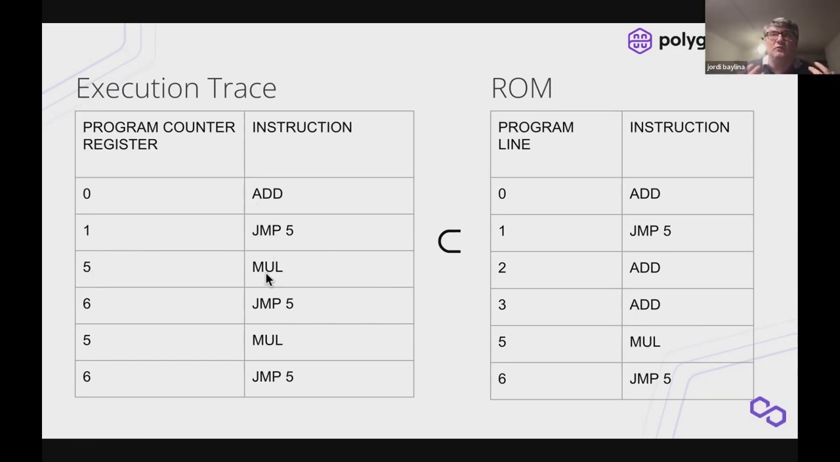So how do I check? How can I force that I'm executing this specific program? Well, I'm just doing a lookup of the program counter, and all the instructions must be included in the program line and these instructions.